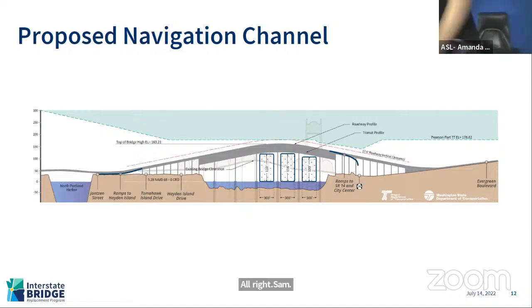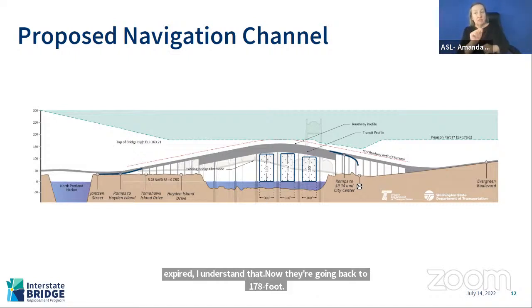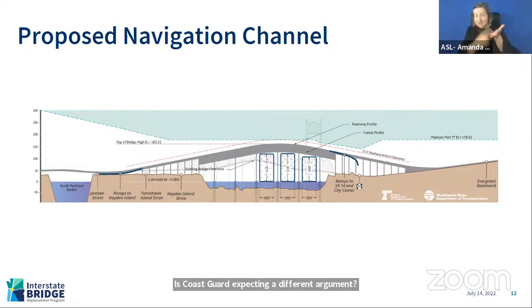The Columbia River crossing, Coast Guard permitted 116 foot. Is that correct? Yeah, during CRC, they gave us a permit for 116 feet, and that permit has expired. I understand that. So now they're going back to 178 foot. Is Coast Guard expecting a different argument, or, like you said, nothing's changed?